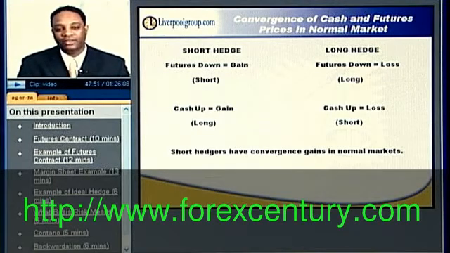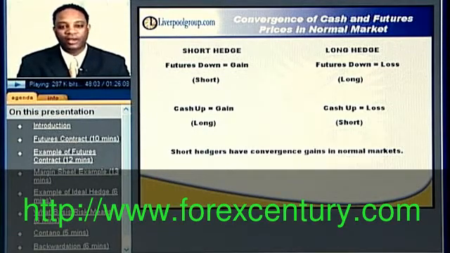So futures actually tend to favor those people who are short solely by the fact that normal markets create profit for short cash hedgers. And it's good to understand that fundamental analysis because it goes opposite what most stock investors are used to. Buy. In futures, you're better off oftentimes selling.